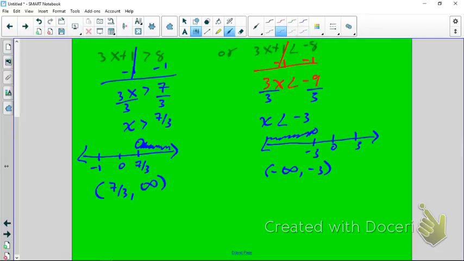The union of the two is going to be from -infinity, comma, -3, union with, open parentheses, 7/3, comma, to +infinity. And that will be the final solution to what we have.